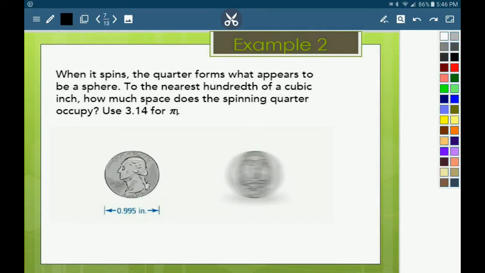All right, in the second example, we have a spinning quarter. When it spins, the quarter forms what appears to be a sphere. To the nearest hundredth of a cubic inch, how much space does the spinning quarter occupy? Use 3.14 for pi. So again, it's talking about space being occupied. That's just saying, what's the volume? What's the volume of this spinning quarter?